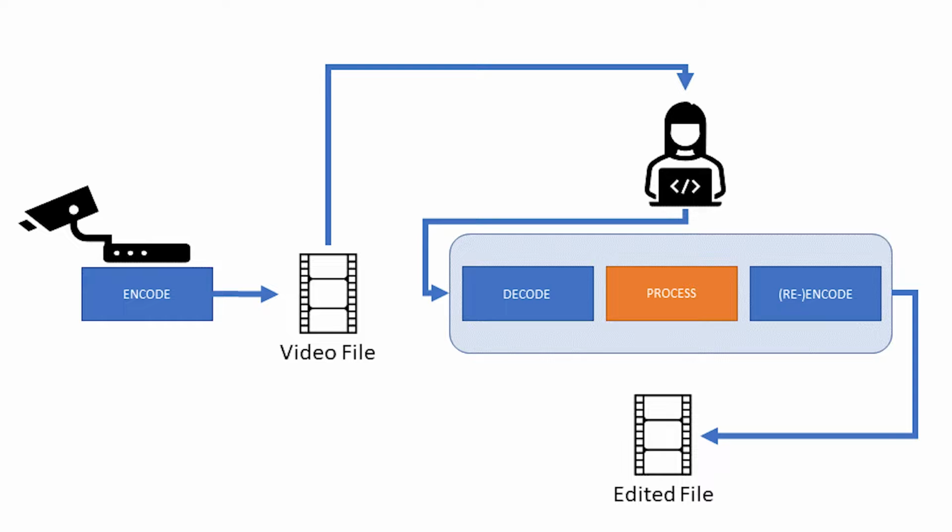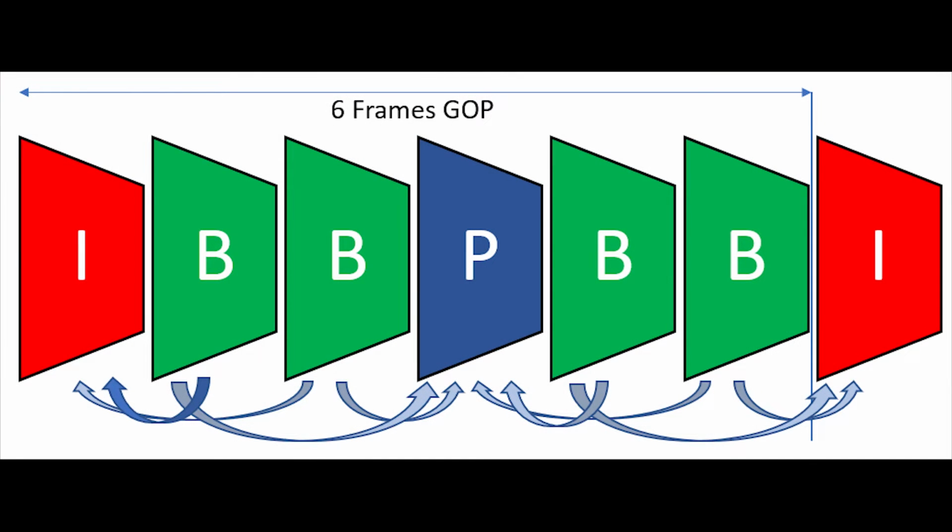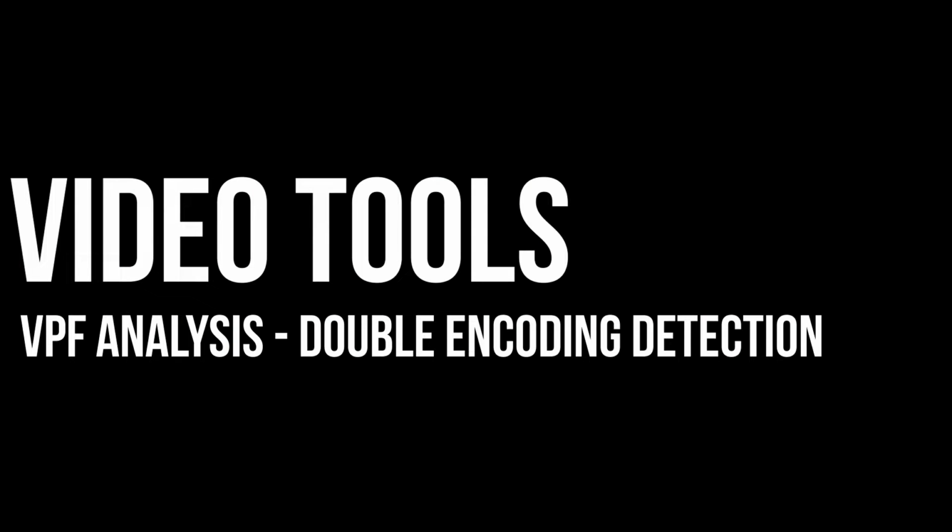So with the VPF analysis, we're aiming to reveal whether the evidence video is showing traces of double compression or not. And when double compression is detected, it will provide an estimate of the group of picture size of the previous encoding. Now, the way VPF analysis works is by detecting the intra-frame macro blocks within the video.